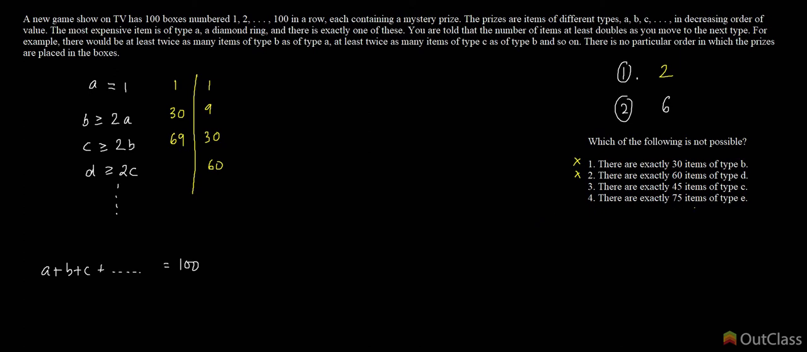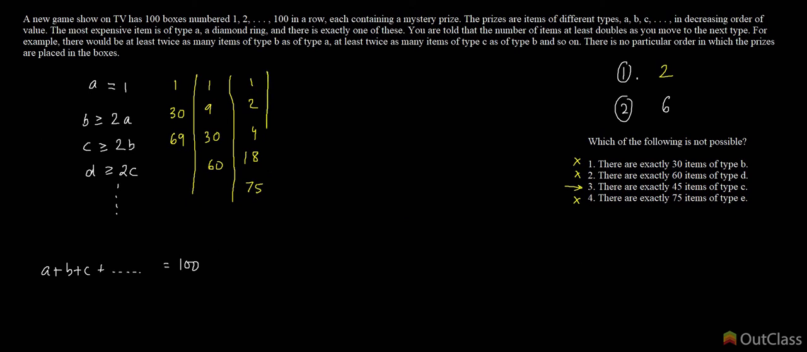Fourth option is saying exactly 75 items of type E. So the fifth one, 75. So you want the other 4 to be 25. You can just put 1, 2, 4, 8 and see that it adds up to 15, and then replace the 8 with an 18, and you can see that the conditions are satisfied and the sum is 100. So 75 of type E is possible, which means that the answer is 45 of type C.